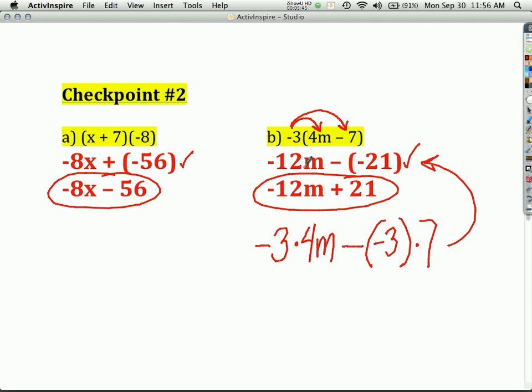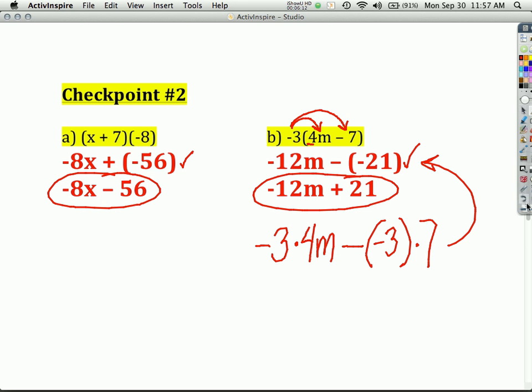Okay? Now, how come it wasn't a negative 3m? Well, this 4 here gets multiplied by the negative 3. The 4 gets multiplied by the negative 3. Excuse me. Okay? That was a very good question you asked. Other comments, questions?